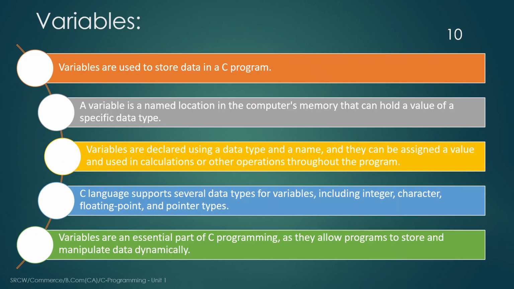Variables. Variables are used to store data in a program. A variable represents a named memory location that can hold different values while the program runs. They are declared with a data type such as int, char, or float, and then used in calculations or operations. Variables are the backbone of dynamic data handling in C.